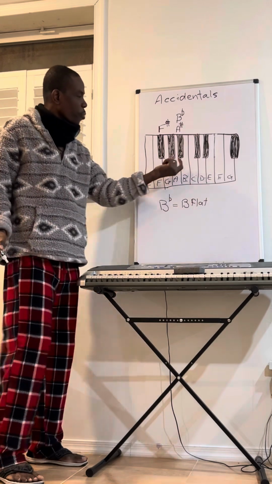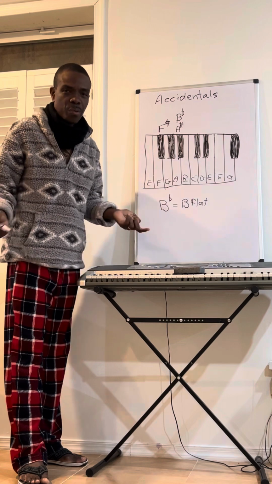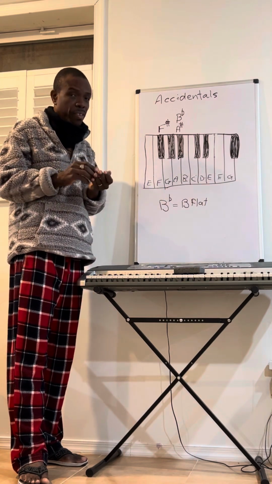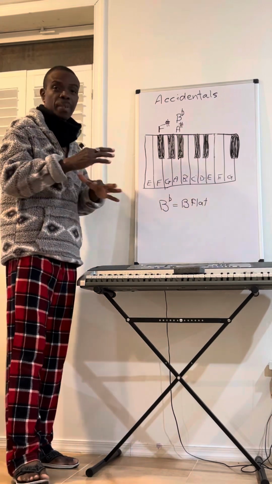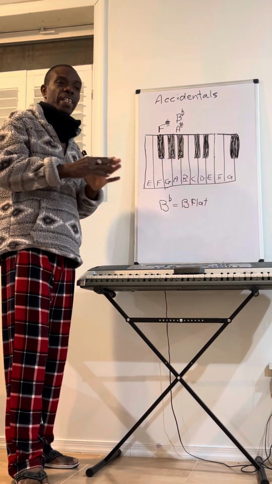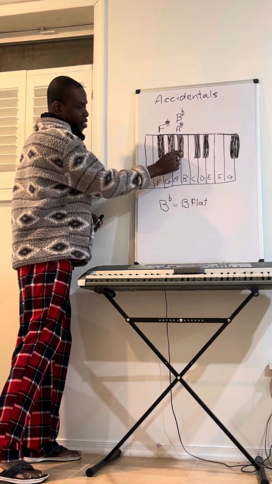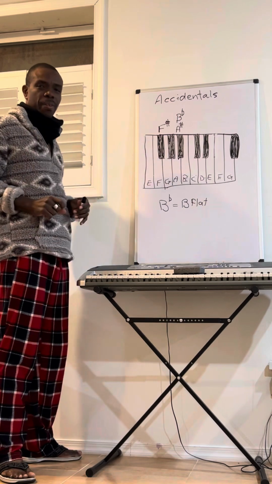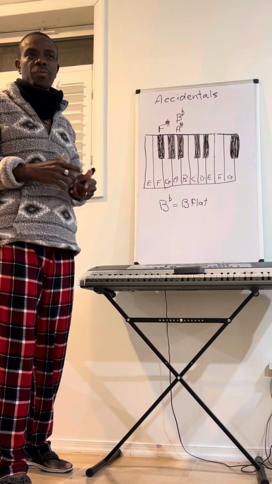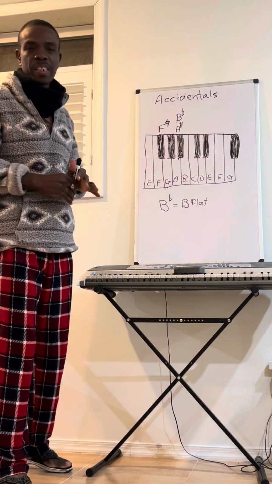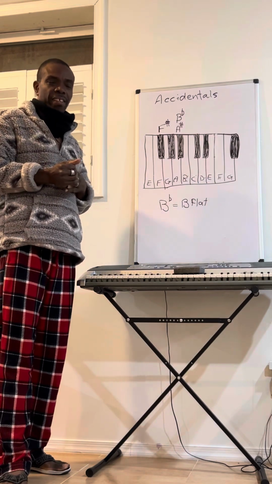Right, so we find that this particular note has two names so far. It can be B flat, or it can be A sharp. See it? Now, I know what's going on in your head: why do we name them differently? Because they can be used in different contexts, right?